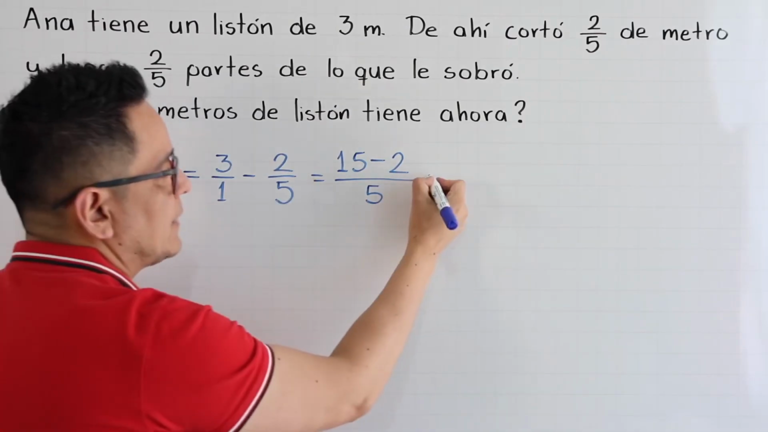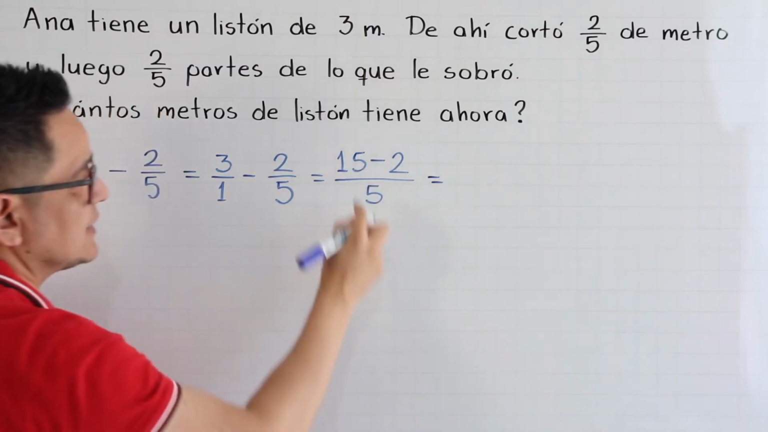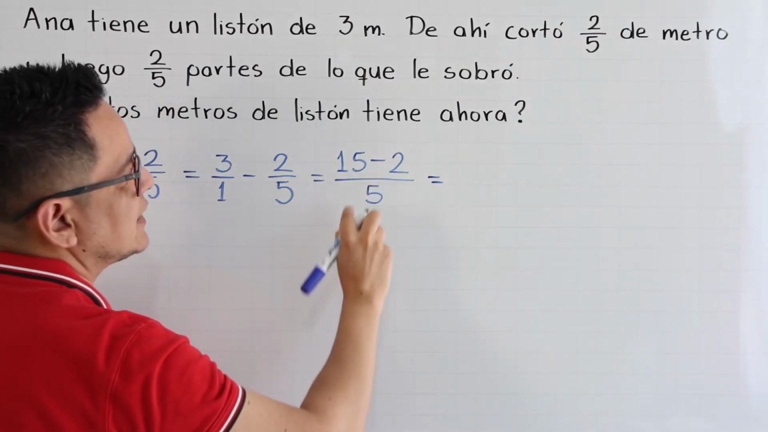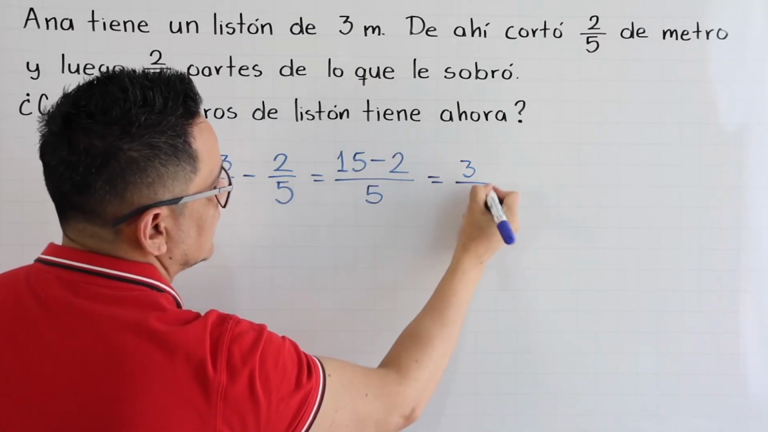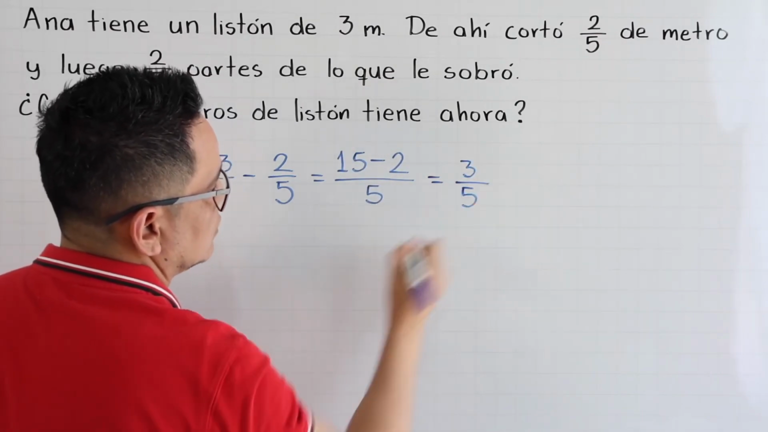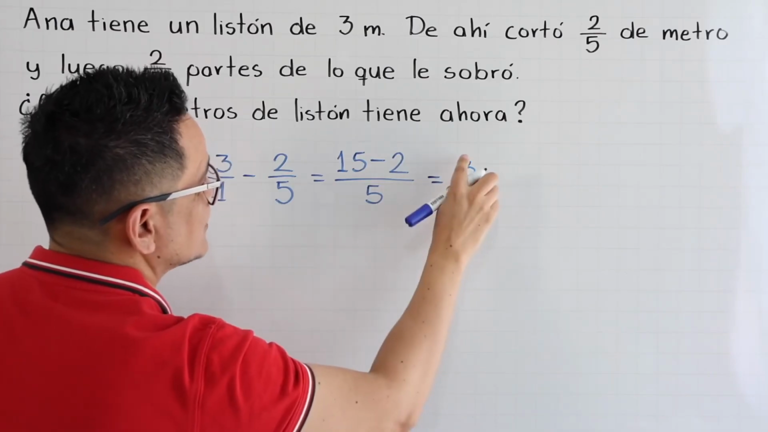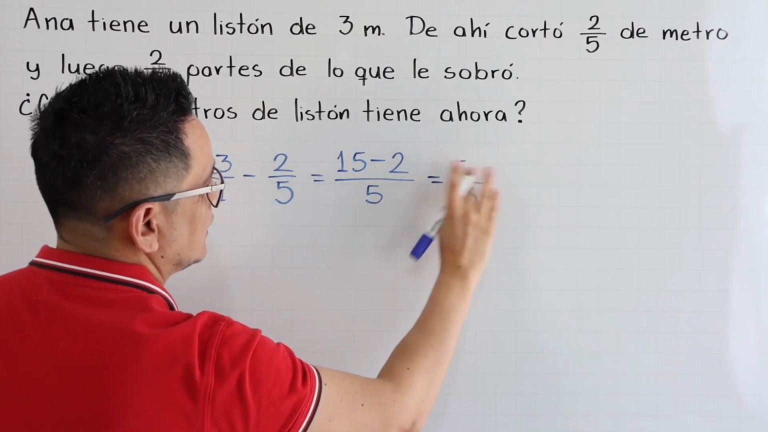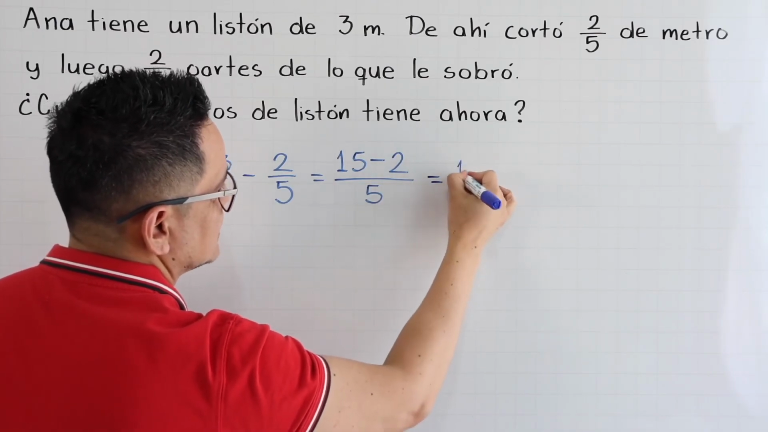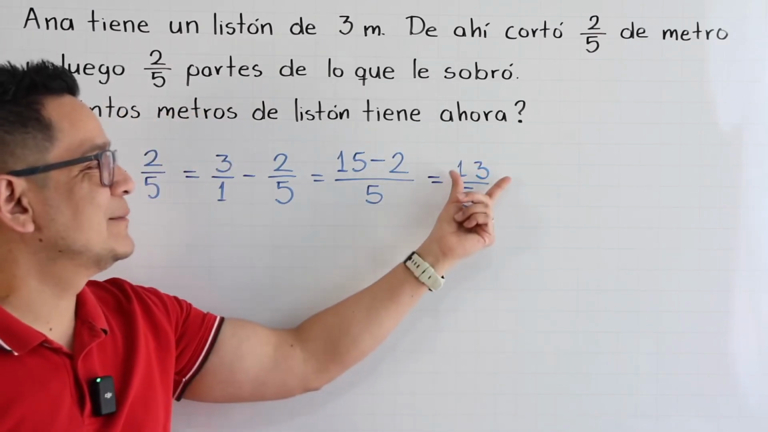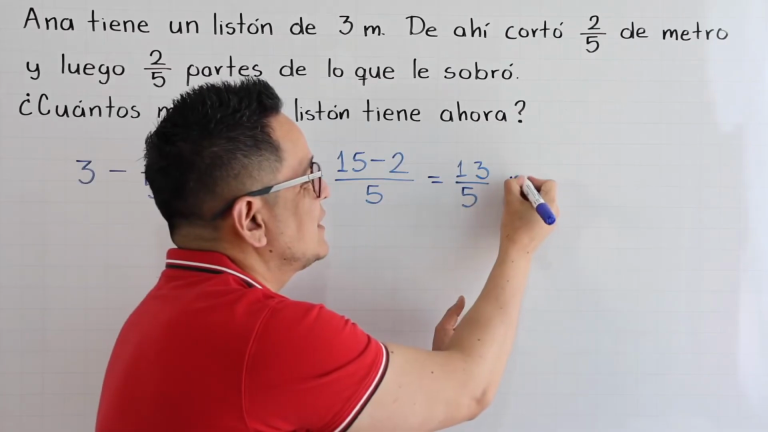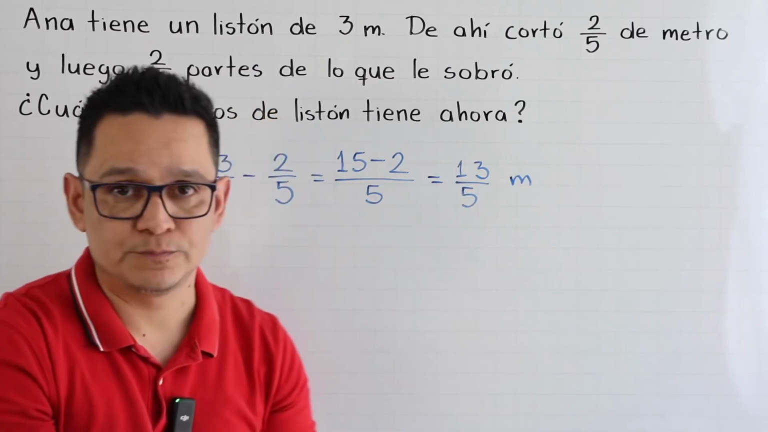All right, let's continue. Let's do the subtraction. And the numbers in the numerator, 15 minus 2 is equal to 3. And in the denominator, we have a 5. Done. Sorry, 15 minus 2 is 13. I was saying 3. Sorry, 13. I just wanted to see if you were paying attention. Okay, well, here we have it already. So sorry, 13/5 of a meter.